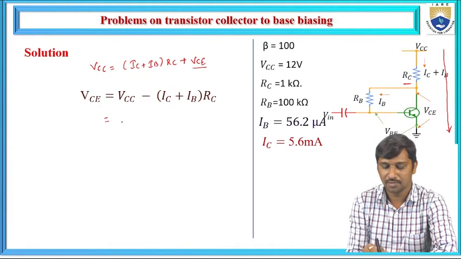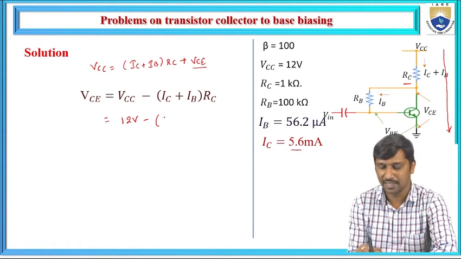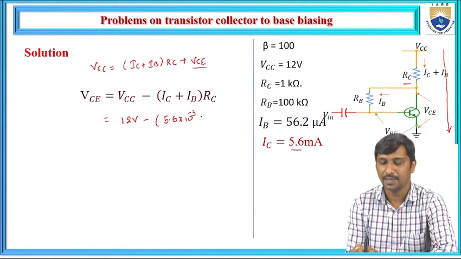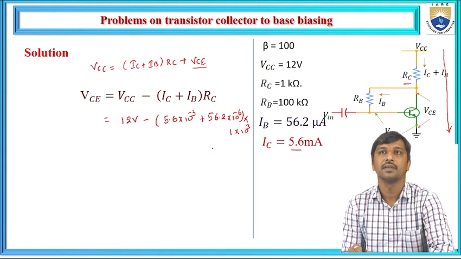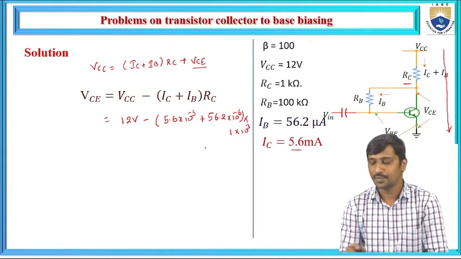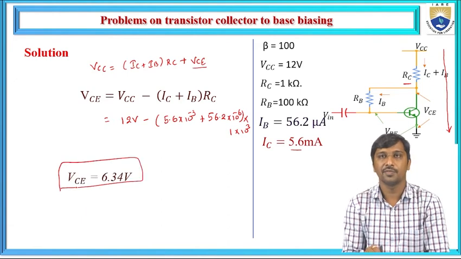Now you can substitute. VCC is 12 volts minus IC, which we got just now, 5.6 milliamperes, that is 5.6 into 10 power minus 3, plus IB, 56.2 microamperes, micro means 10 power minus 6. That should be multiplied with RC, the 1K value, 1 into 10 power 3. If you solve this product, the VCE becomes 6.34 volts.